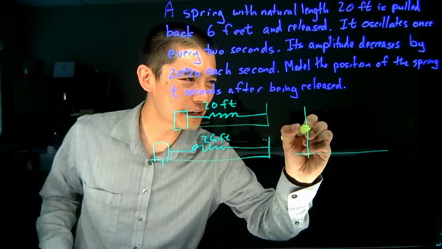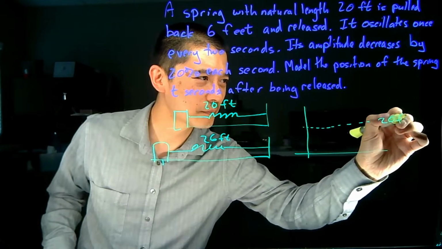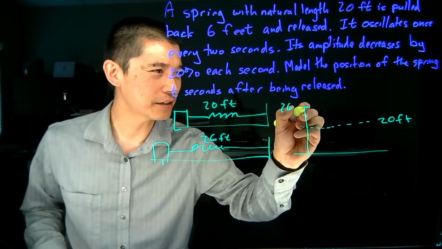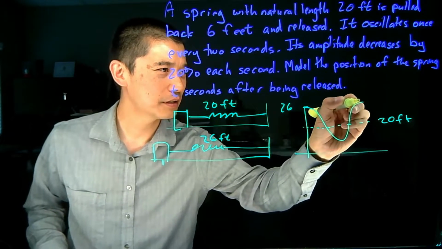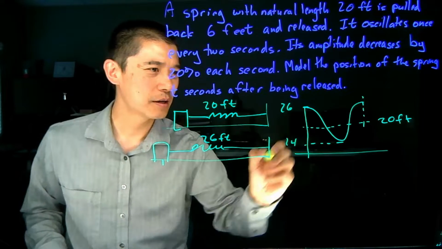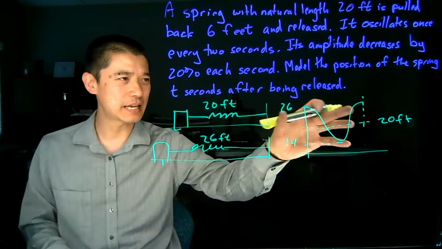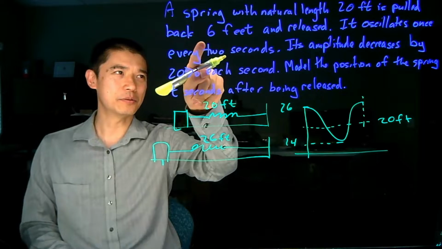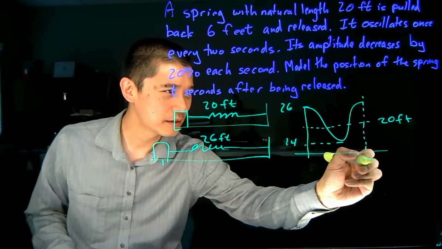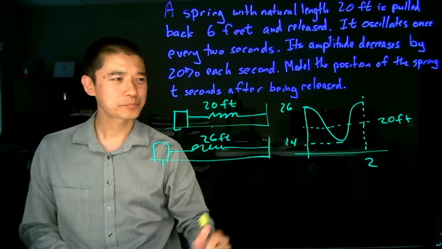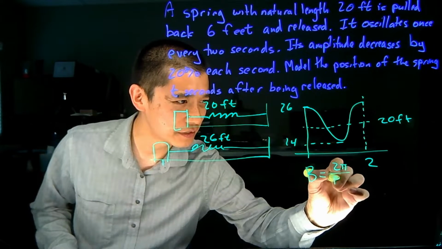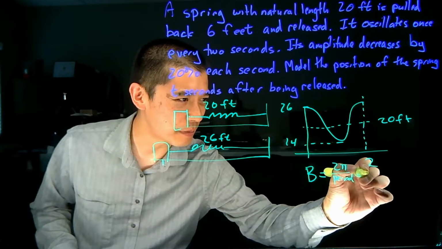So 20 feet is the natural length. We pull it back 6 feet, so we pull it back to 26 feet. And if we let it go, it'll oscillate back and forth. The low value is going to be 14 in this case. But the thing we want to think about is the period, because that's what this picture is helping us get. So it oscillates once every 2 seconds. After 2 seconds, it's repeating itself. This part is giving us information about the b value. B is 2 pi over the period, which in this case is 2 pi over 2, which is just pi.